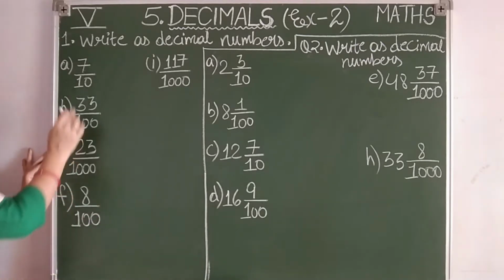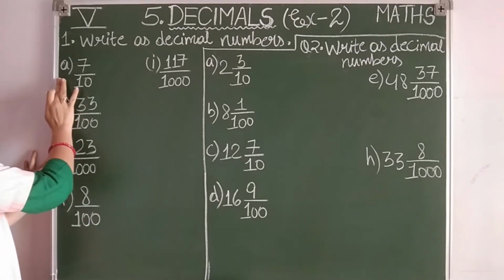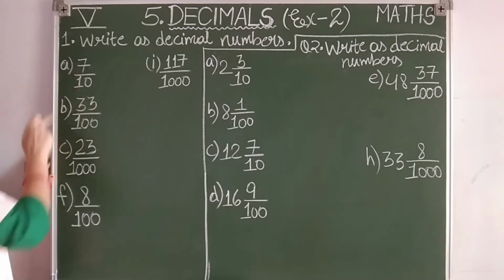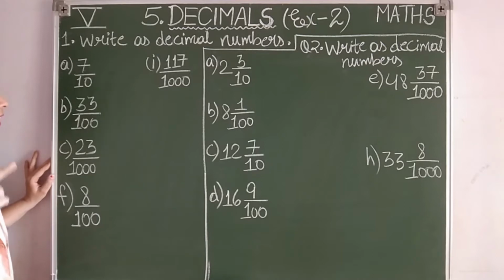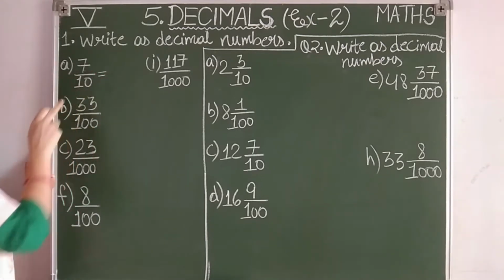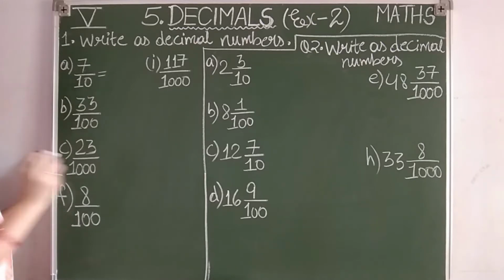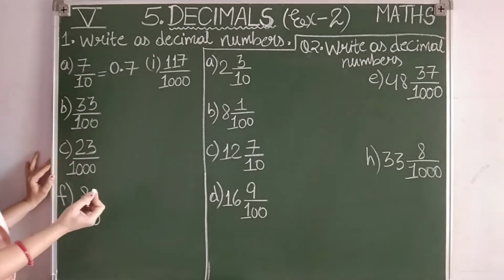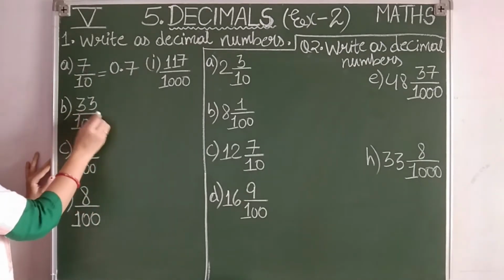So let us see, students. Here your first decimal fraction is 7 upon 10. Means 7 has the place value as tenths. So how to do, students? 10 is there, so you know that after point one digit you are going to write. So 0.7.